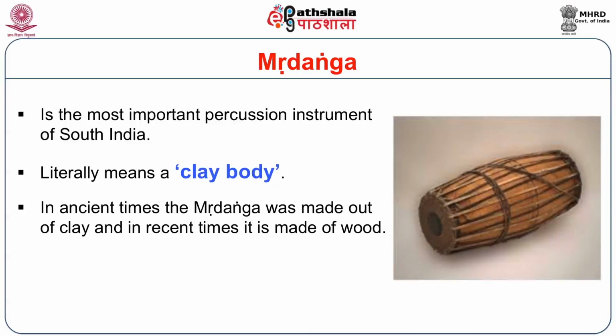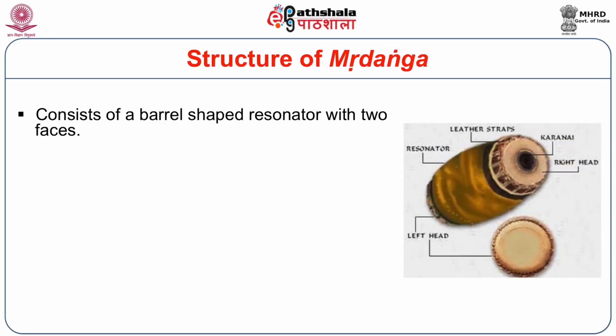The next important and a very primary percussion instrument of South India is the Mrdanga. Mrdanga, literally, means a clay body. In the ancient times, it was said that it was made out of clay, but nowadays it's made of wood. The Mrdanga consists of a barrel-shaped resonator with two faces. The right face is usually a little smaller than the left face.